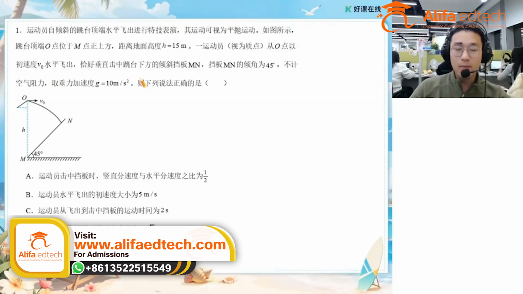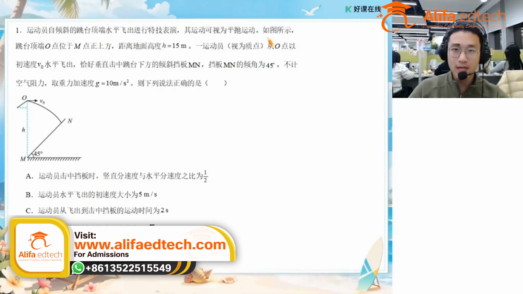First, let's look at the problem. An athlete flies out horizontally from an inclined platform. Here comes the projectile motion. He's performing a stunt, and the motion is assumed to be projectile motion. As shown in the figure, the platform's vertex O is directly above point M, and we also know the height h from the ground is 15 meters. The athlete is treated as a point mass.